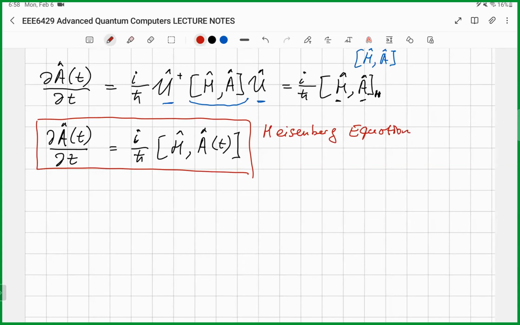Heisenberg equation. So yeah, just as a summary, in the Schrodinger picture, the psi state depends on time. That's why we have this Schrodinger equation that tells us how the state changes in time.